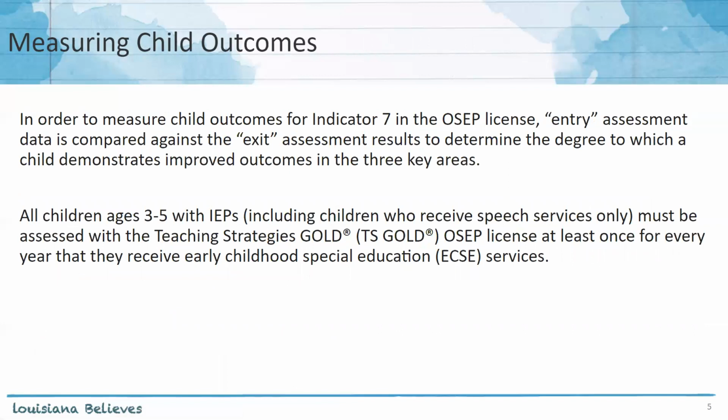In order to measure child outcomes for Indicator 7 in the OSEP license, entry assessment data is compared against exit assessment results to determine the degree to which a child demonstrates improved outcomes in the 3 areas mentioned on the previous slide. All children ages 3 through 5, including children who receive speech services only, must be assessed with the TS Gold OSEP license at least once for every year that they receive early childhood special education services.